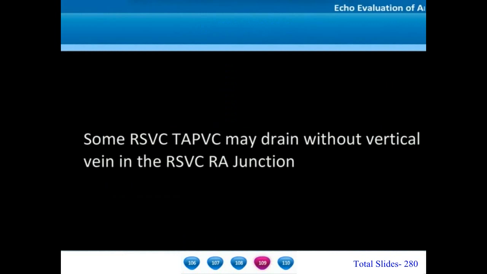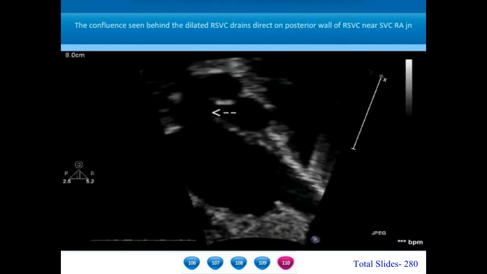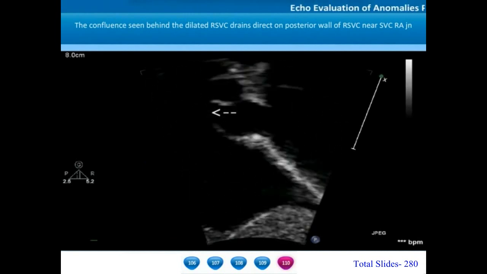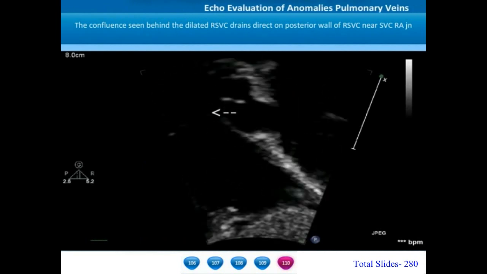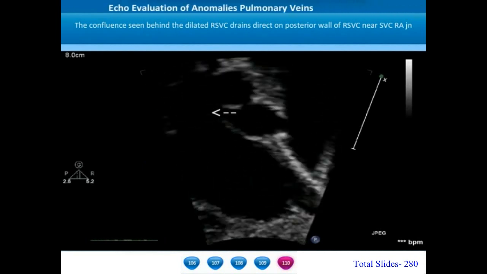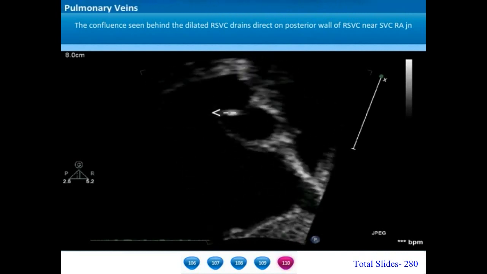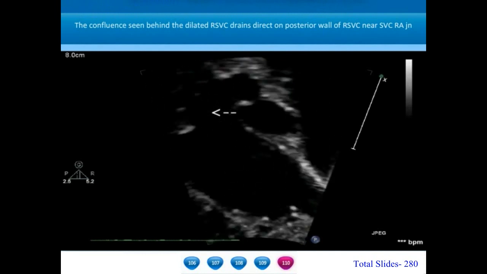Sometimes a TAPVC can directly enter into the right superior vena cava without forming a vertical vein. The confluence can directly drain into the right superior vena cava without an ascending vertical vein. This is a subxiphoid short axis view. We find that there is a common chamber. The confluence is draining directly onto the posterior wall of the right superior vena cava, immediately below the right pulmonary artery. There is no right vertical vein at all.